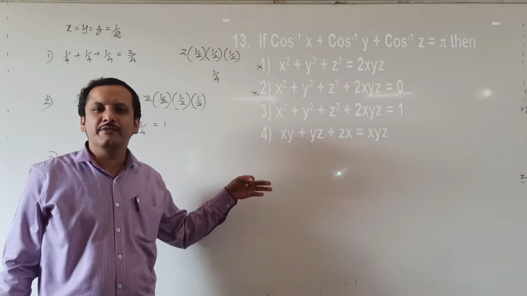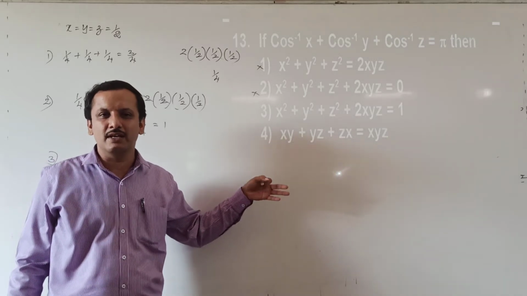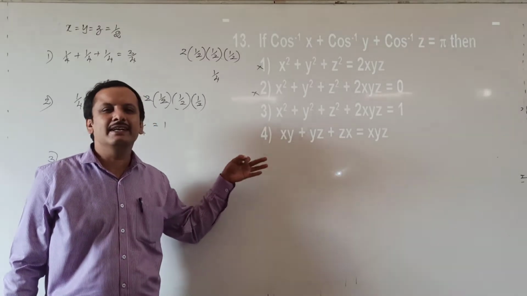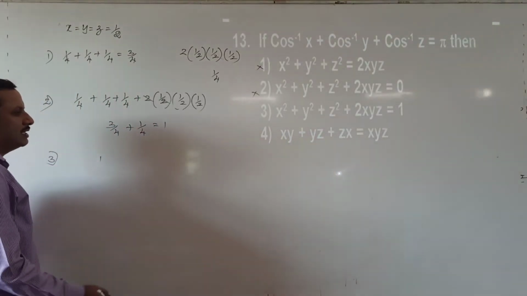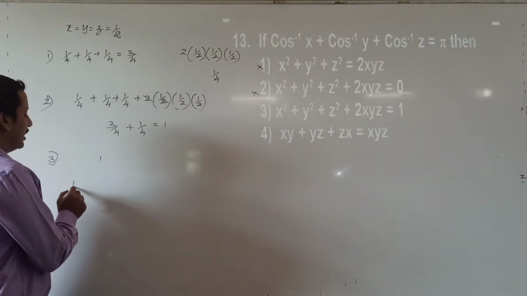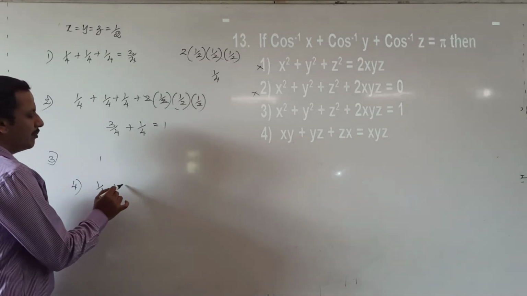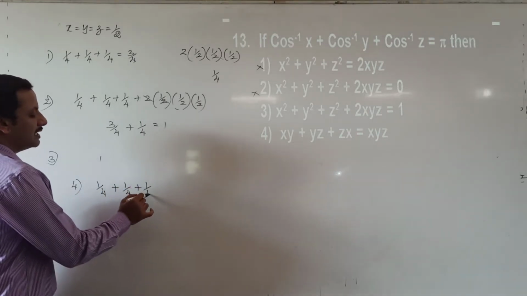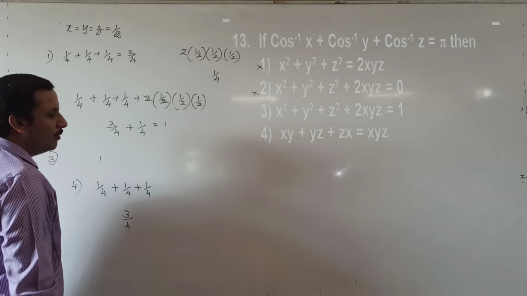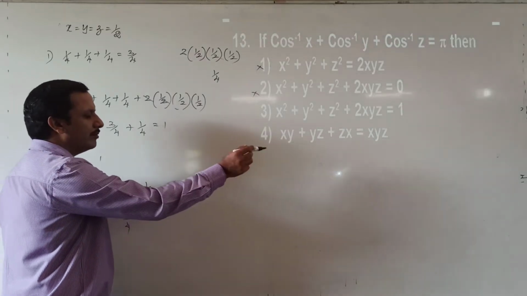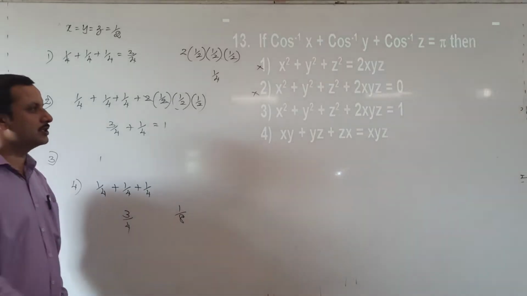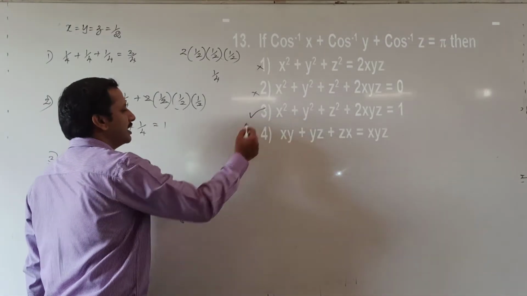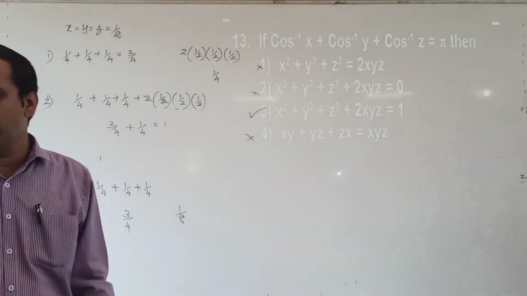See, unless you know that fourth is not correct, you cannot say third is the correct answer. We can only say that third option may be correct. Look at fourth now. There if I substitute x, y, z as 1 by 2, 1 by 2, 1 by 2, that will give you 1 by 4 plus 1 by 4 plus 1 by 4. This is LHS, that will give you 3 by 4. Whereas on RHS you have 1 by 2 into 1 by 2 into 1 by 2, that will give you 1 by 8. So fourth option also not correct. Only one option which is correct now is the third option.